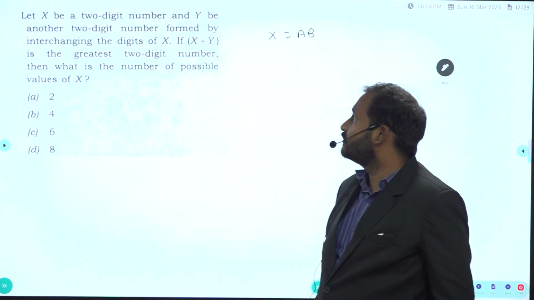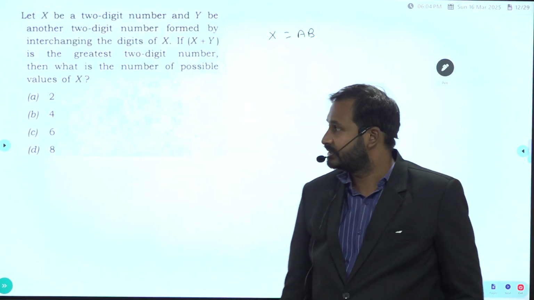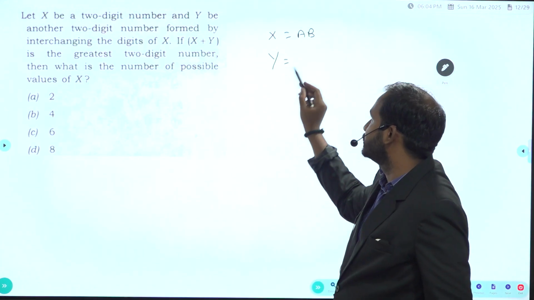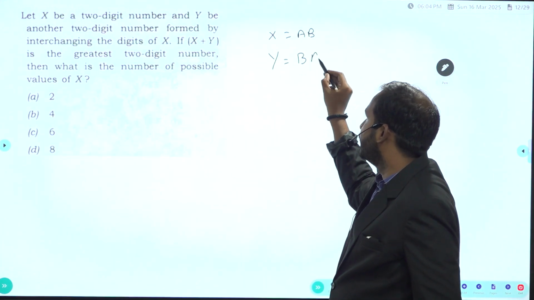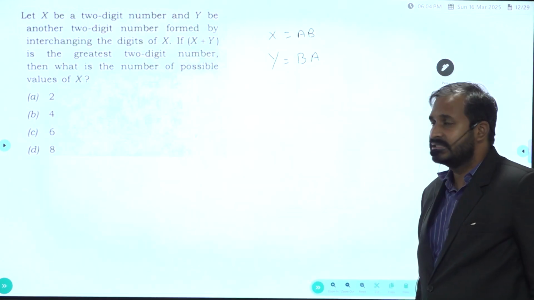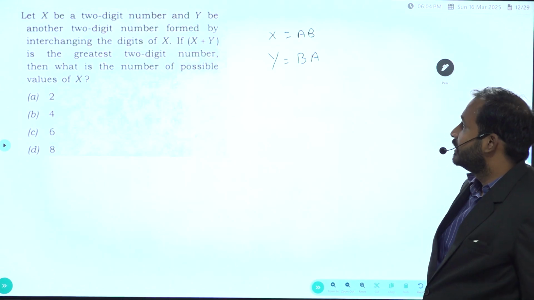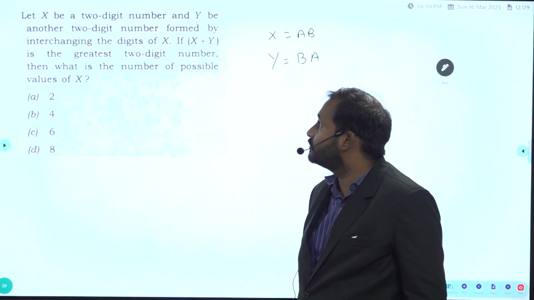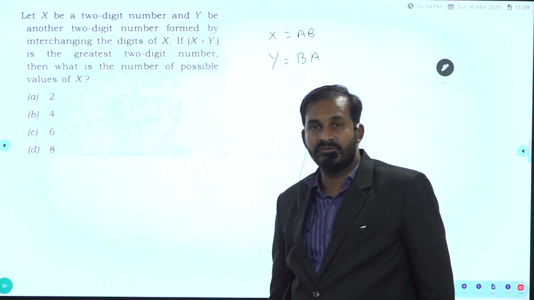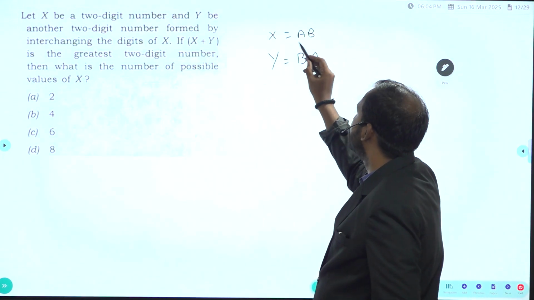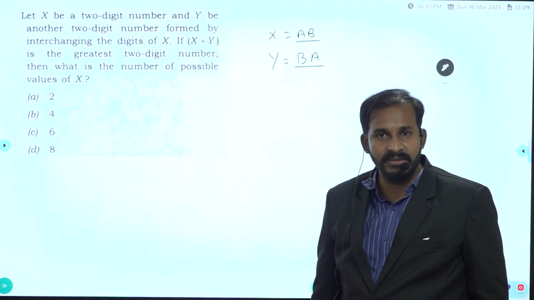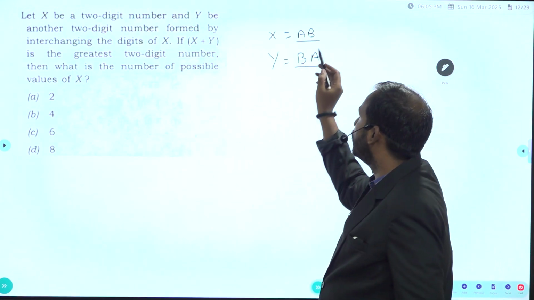And Y is another 2-digit number formed by interchanging. He is telling that Y is formed by interchanging the 2 digits. So that means BA. Okay, so we get Y value as BA. If X plus Y is the greatest 2-digit number. See, while assuming you can take them as AB and BA, but when you want to perform any mathematical operation, you cannot take them in this manner.